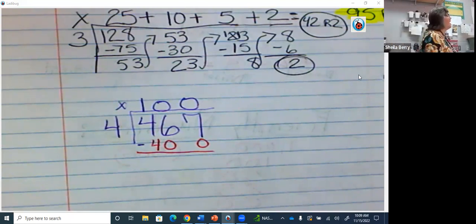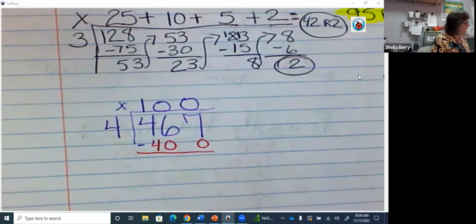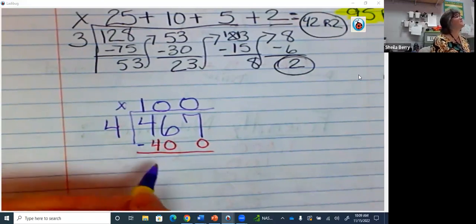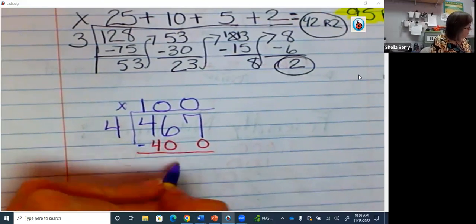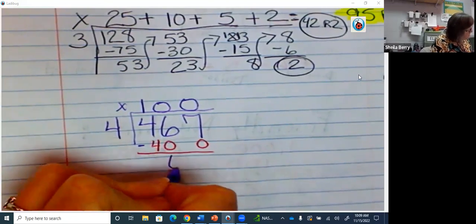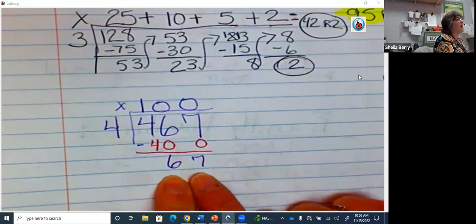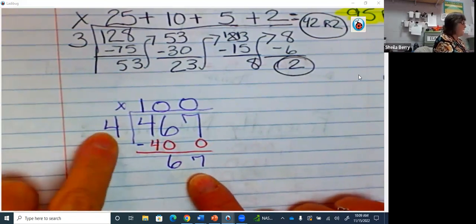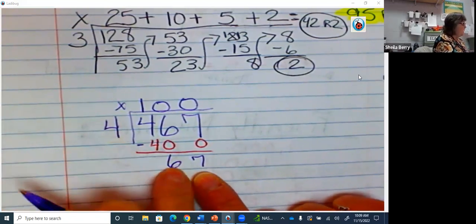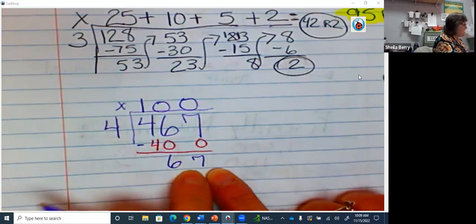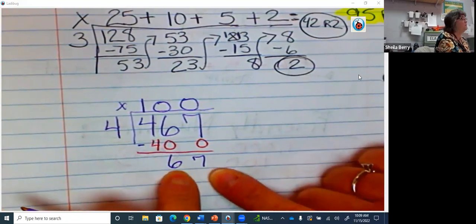Okay, let's come back to our areas. 5, 4, 3, 2, and 1. When we subtract this, what do we have left over right now? So our new number that we're dividing is now 67. So now we're going to say, okay, let's go to 4. How many 4s can we put into 67?